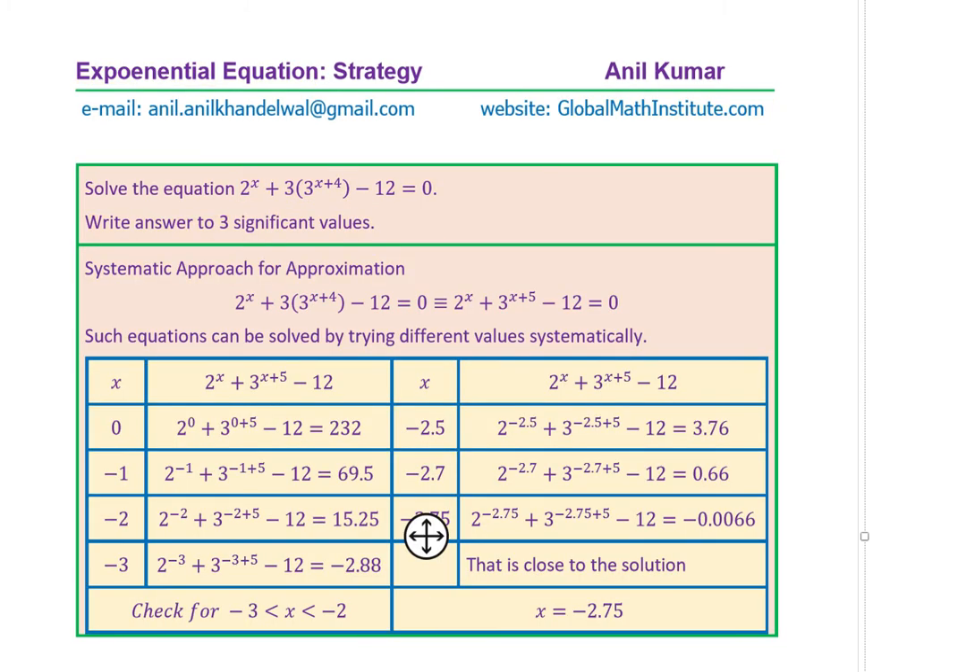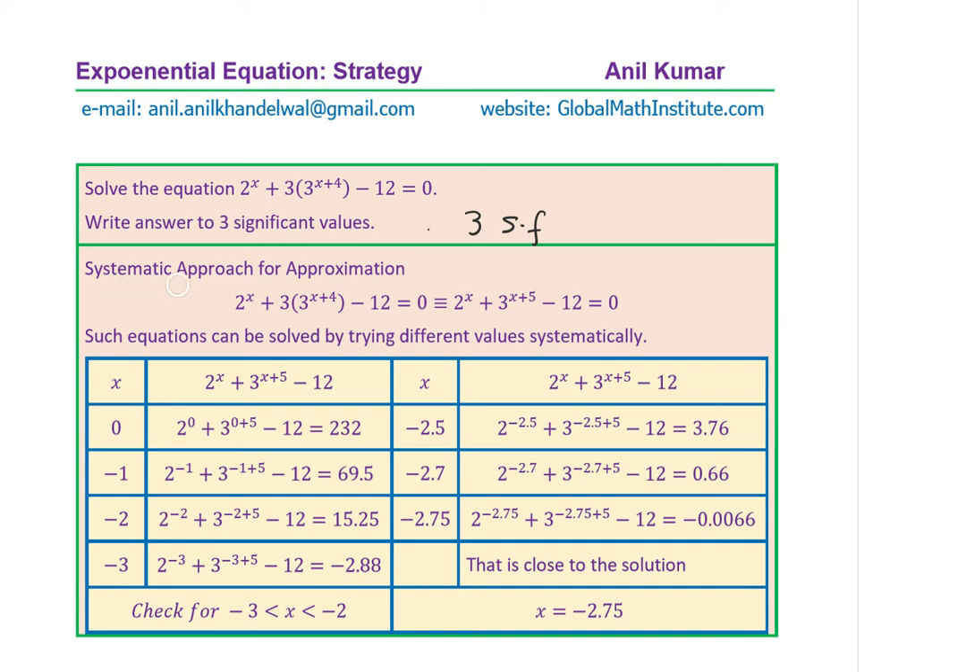So what I've done here is, you have understood what the strategy is. So once again, the question here is 2 to the power of x plus 3 times 3 to the power of x plus 4 minus 12 equals 0. We need to write our answer to three significant figures. Well, many times we say three significant figures, right? Not values, but figures. Okay, one and the same thing.